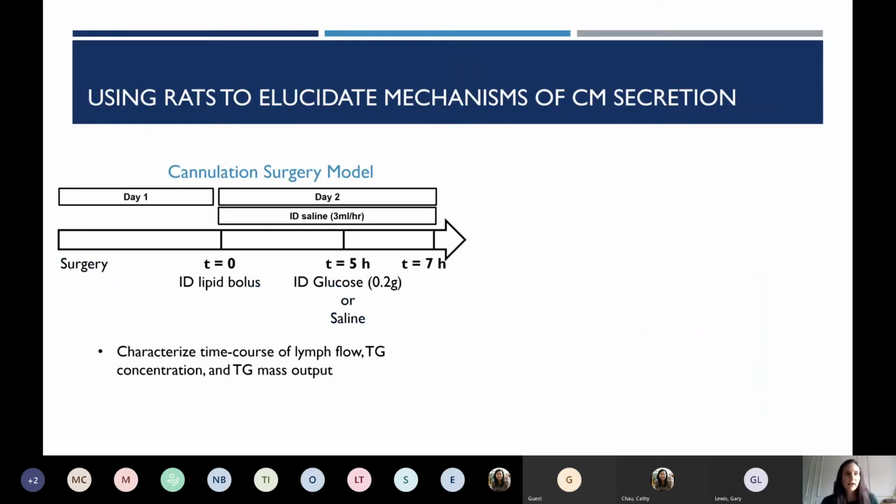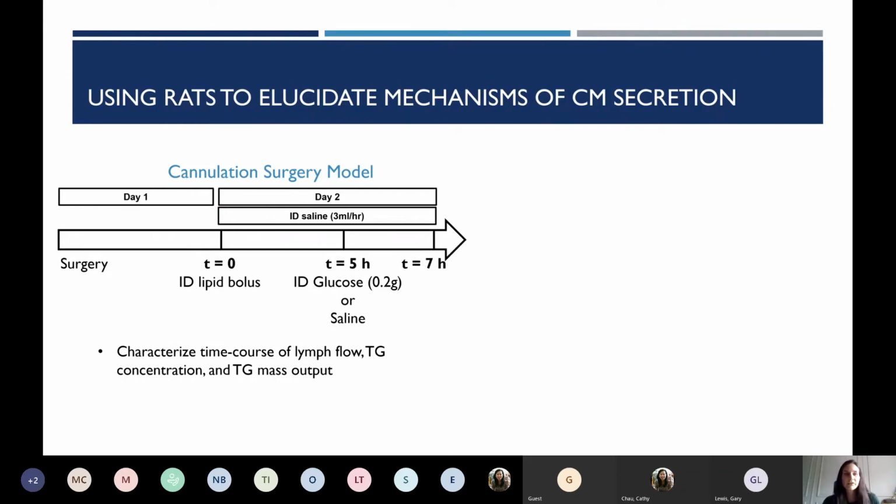So we decided to use rats to elucidate those mechanisms. We do this through a cannulation surgery model. On the first day, we're doing cannulation of the mesenteric lymph duct and putting a catheter into the duodenum. This allows us to continuously collect lymph fluid and calculate lymph flow, look at the TG concentration, and see how those are changing over time.